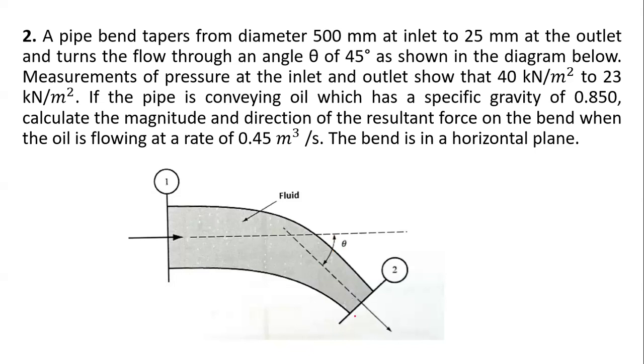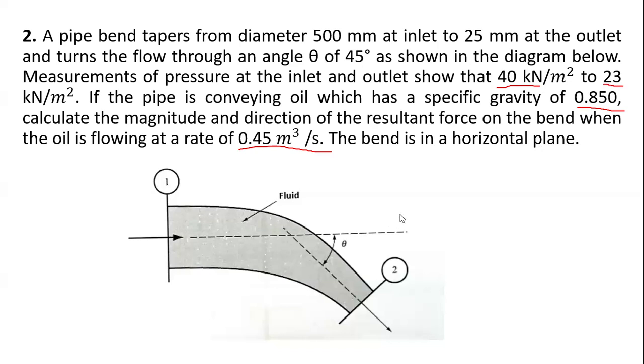The fluid flowing in this pipe, we've been told the specific gravity is 0.850. So calculate the magnitude and direction of the resultant force on the bend. And having been given that this is our discharge, the rate of flow. So one thing you can observe here is that, unlike the other question, we didn't have both pressure 1 and pressure 2. We only had one of the pressures, but the other one we had to calculate. But in this case, pressure 1 is here, and pressure 2 is also right there, 23 kilopascals.